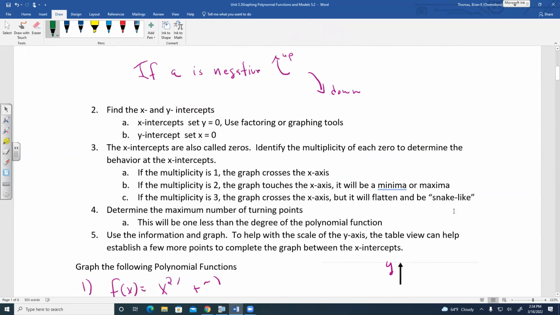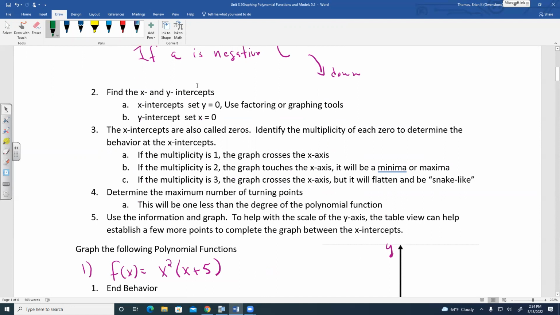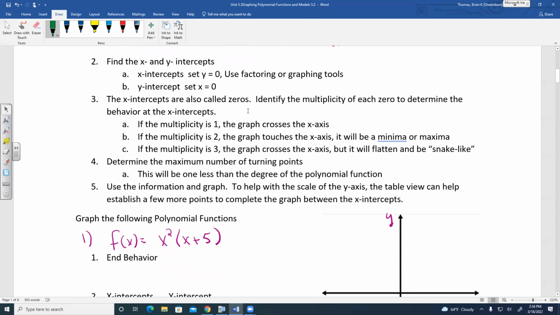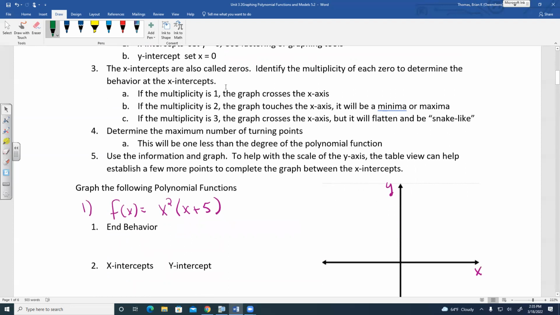Some of the things we'll have to do is we'll have to find the x-intercepts and y-intercepts. Remember, to find the x-intercepts, we're going to be setting y equals 0, and this is where we can be using factoring or graphing tools if necessary. There are some strategies to find the x-intercepts using our graphing calculator. To find the y-intercept, it's really not that hard because you're setting x equals 0, which makes the math fairly friendly. So it's usually not too hard to find.